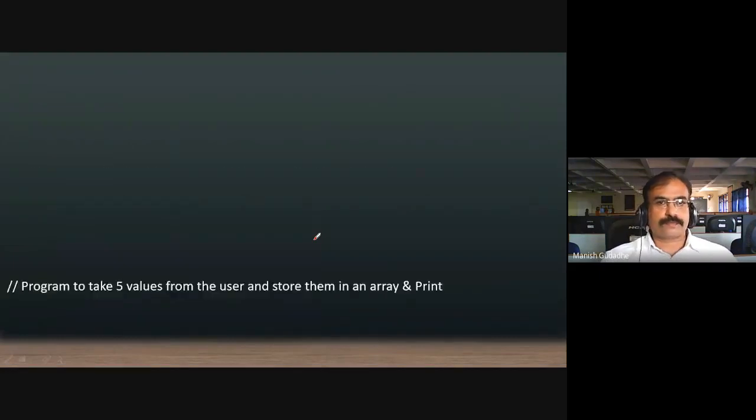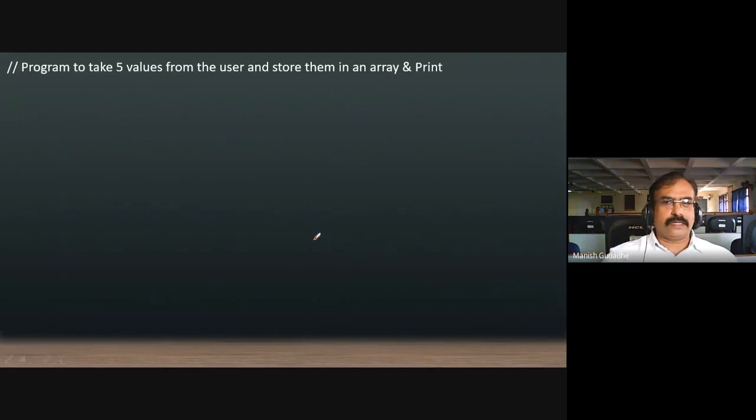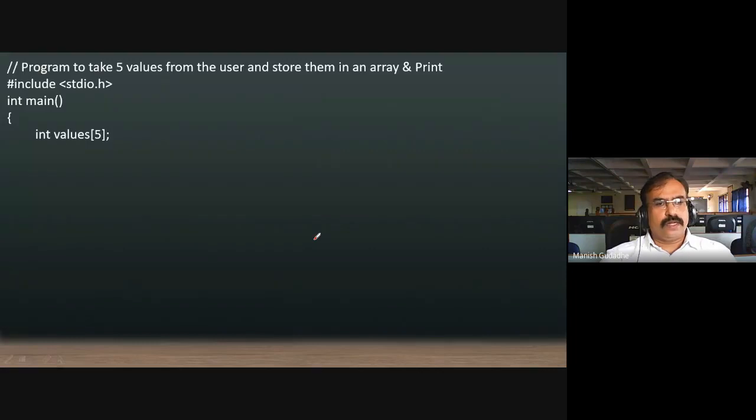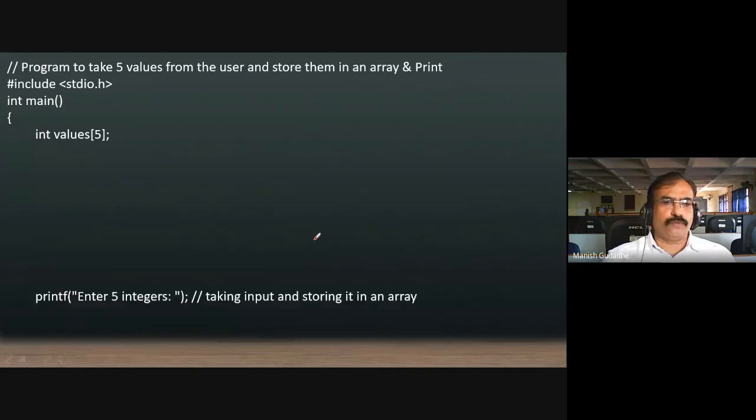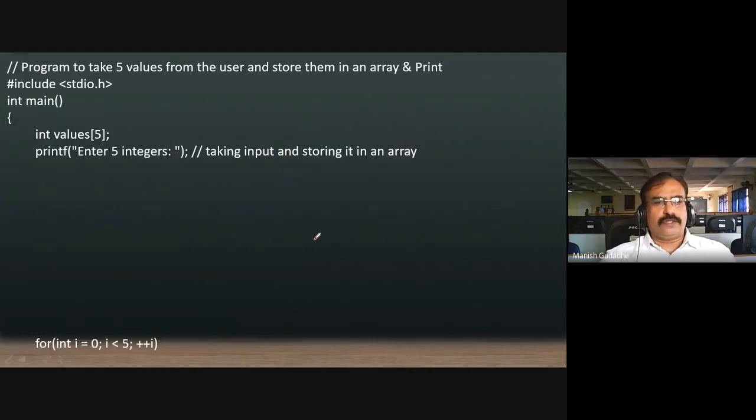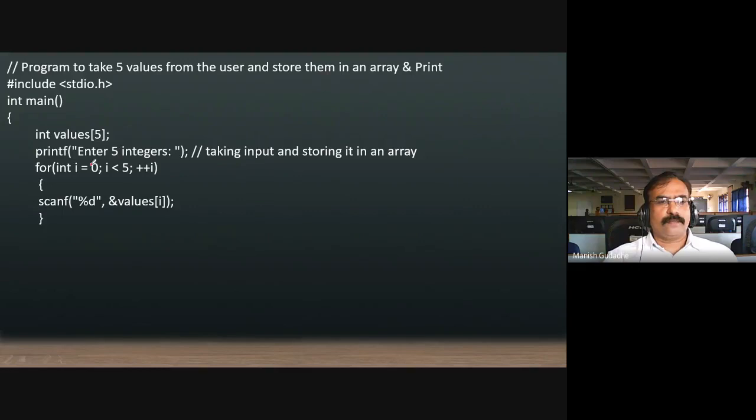So we'll go for two small programs. First, we'll take a small program of entering 5 elements and printing them. We are declaring one array called values, which will be of size 5, so indexing will be from 0 to 4. We'll print a message, and then for repeating the input operation, we are making use of a for loop. This for loop is used in a very simple way.